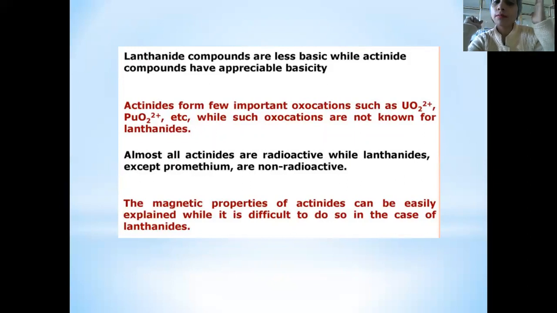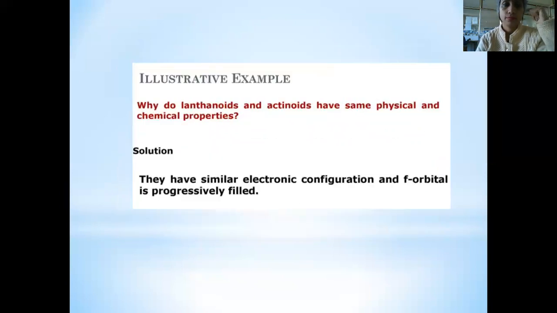And the next point is that the magnetic properties of actinides can be easily explained, but it is difficult to do so in case of lanthanides. Now, let us take an illustrative example. If there is a question like why do lanthanoids and actinoids have similar physical and chemical properties? The reason is that they have similar electronic configuration and the f orbital is progressively filled in both of them.